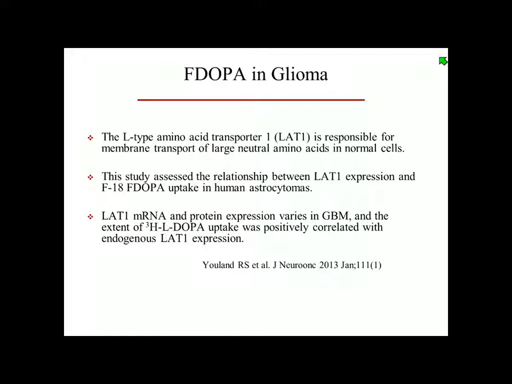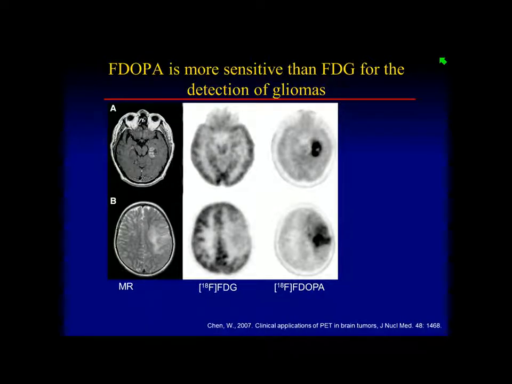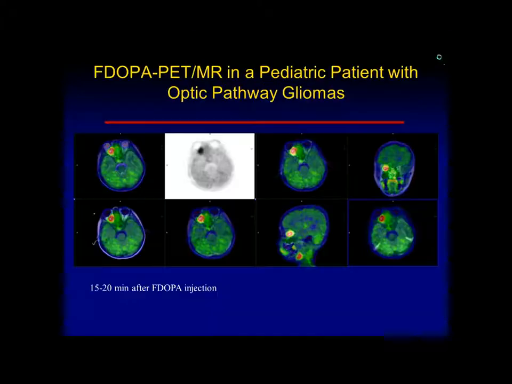This work was done in, I think, 13, sorry. And this is just an example of fluorodopa detection of glioma compared to FDG, and you can see the FDG scan here. The sensitivity for FDG is about 61% versus the fluorodopa, there's about 98%. So again, you've got significant difference in the two radiopharmaceuticals.